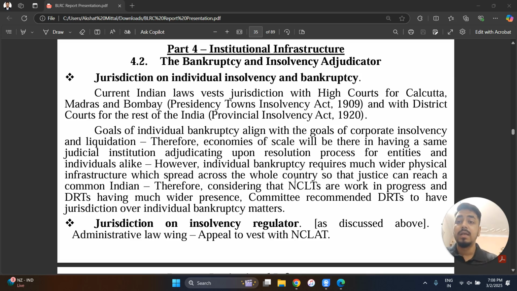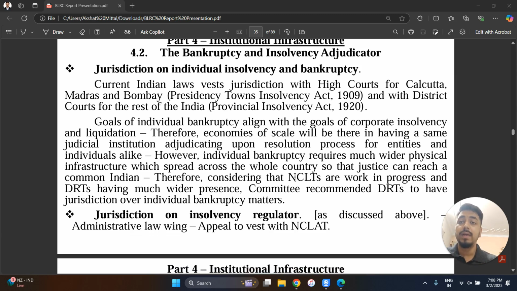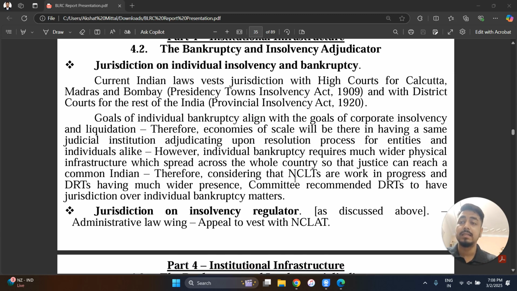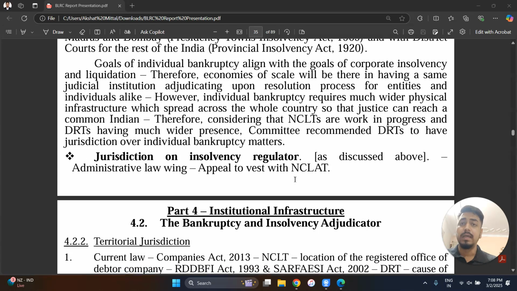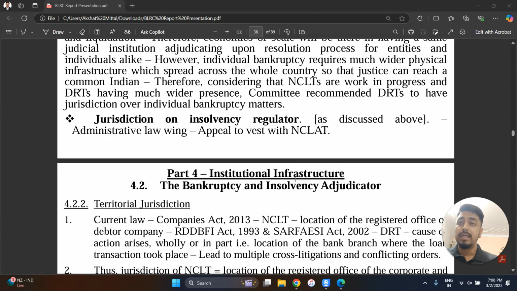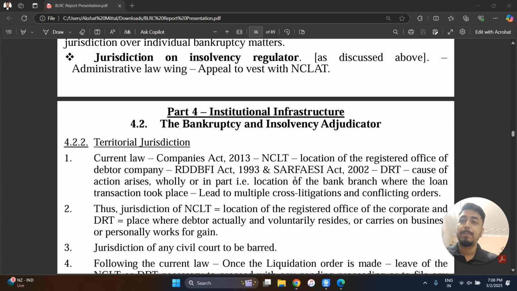much more presence in the country as compared to NCLTs. That is why this committee proposed that DRTs should be the appropriate adjudicator in the case of individual insolvency. And then, as we have already discussed, the administrative law wing of the IBBI, an appropriate forum for that would be the National Company Law Appellate Tribunal.